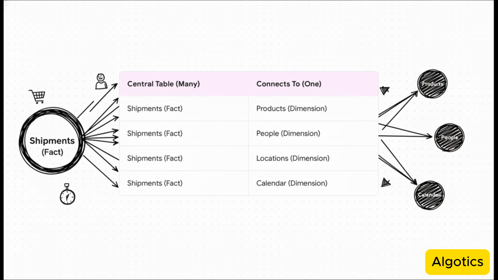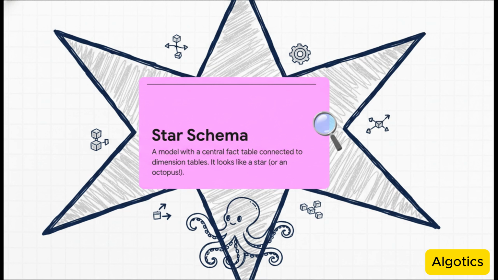We have our central shipments table, and it's connected to each one of our dimension tables. Many shipments connect to one product. Many shipments are handled by one salesperson. You see? It creates this classic hub and spoke design. And this beautiful structure has a name. It's called the star schema.